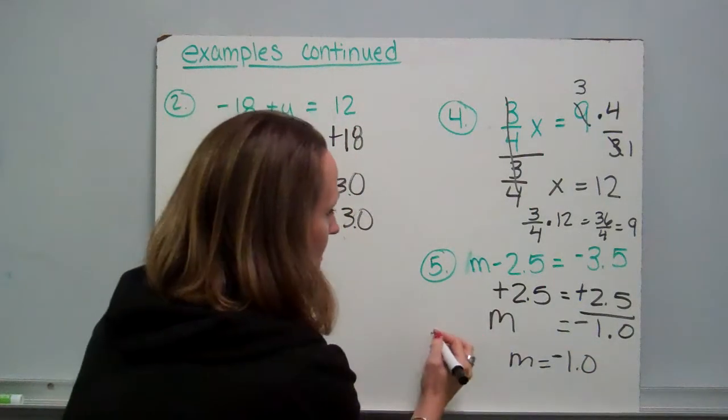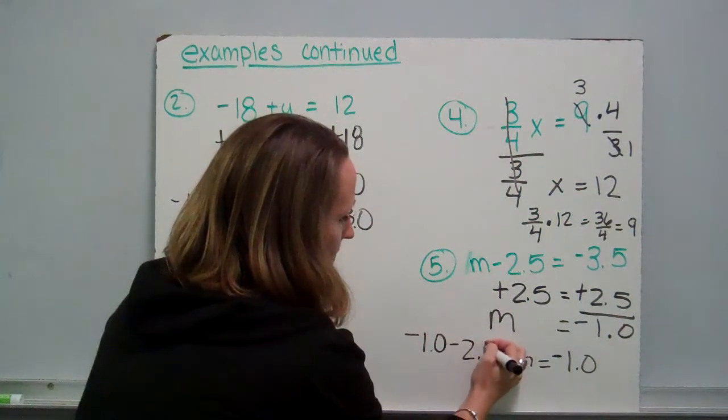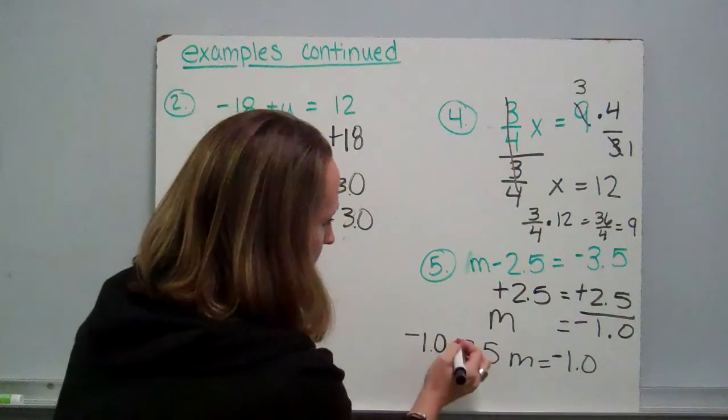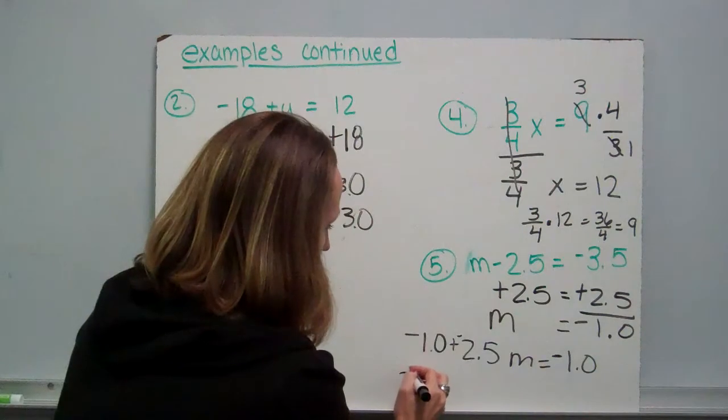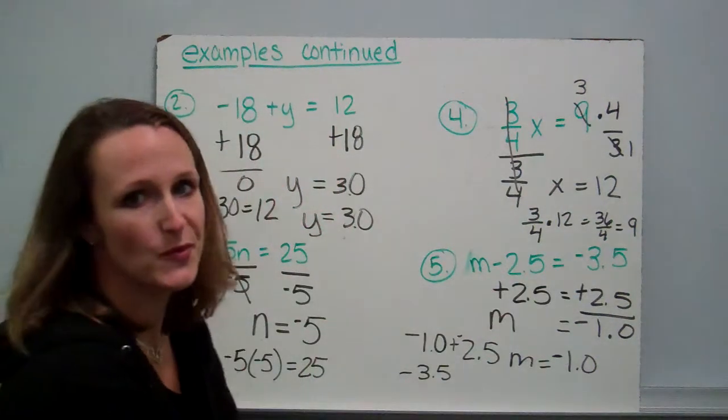And if I plugged it back in and did negative 1.0 minus 2.5, this is a negative minus something. I can do same switch change. I would end up with negative 3.5, which is also what I started with.